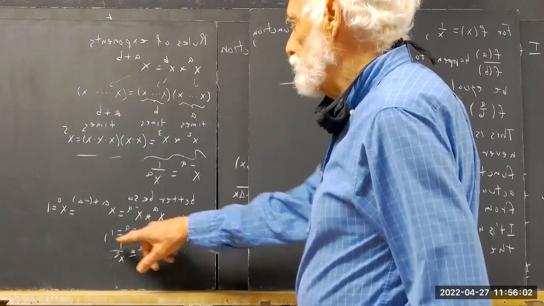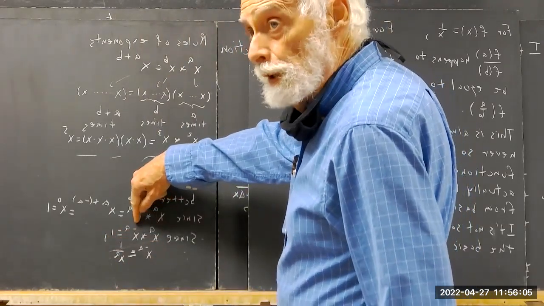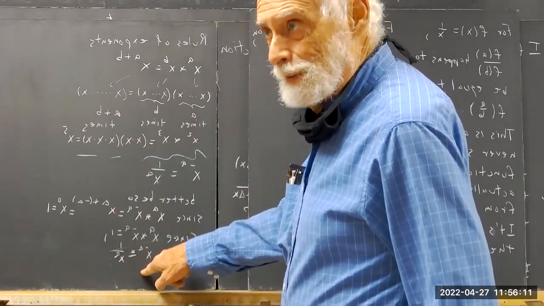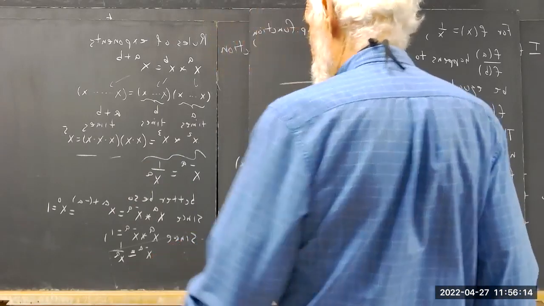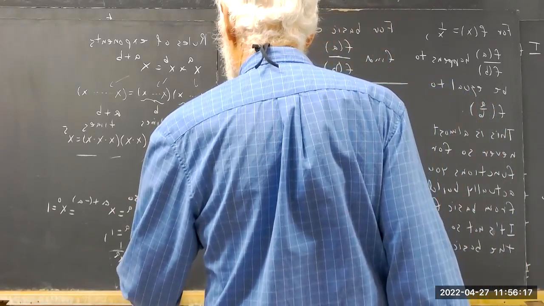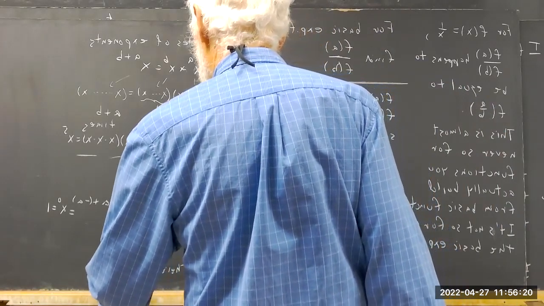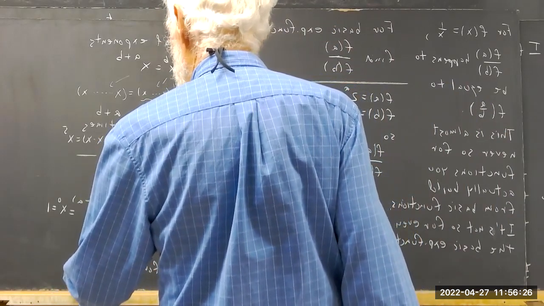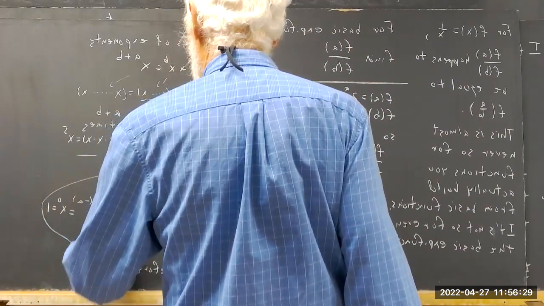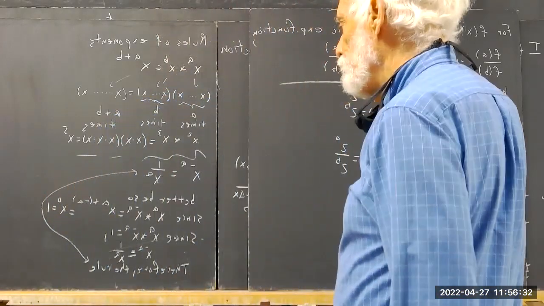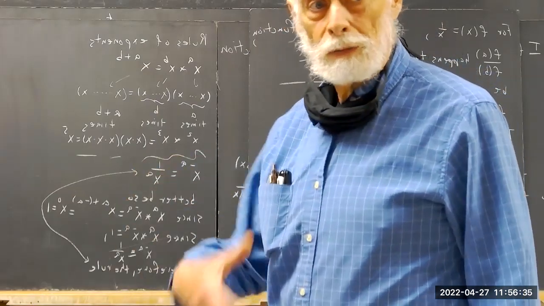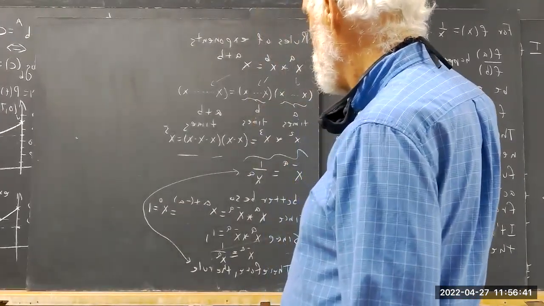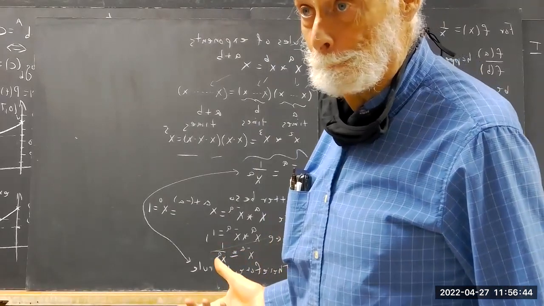Since x to the a times x to the negative a is 1, if you solve this for x to the negative a, divide both sides by x to the a, this is what you get. Hence the rule, okay? Therefore, the rule. It can't be otherwise if we're going to have a consistent arithmetic or algebra, okay?